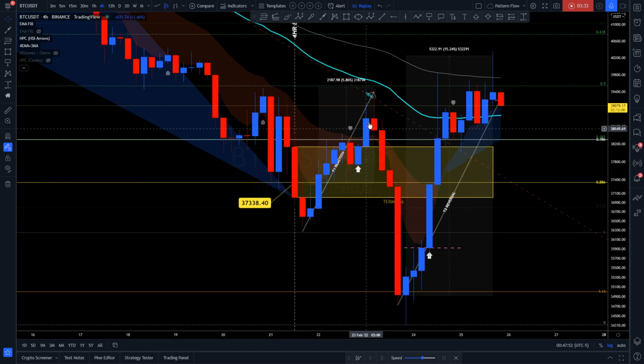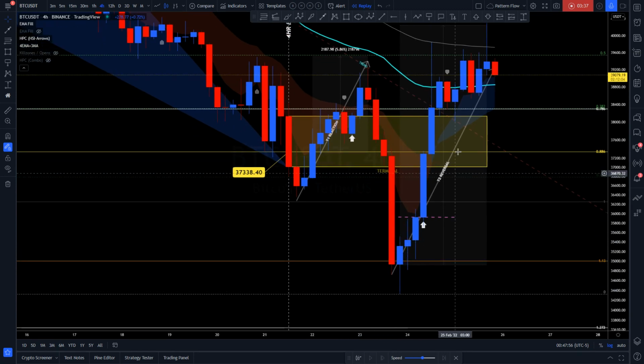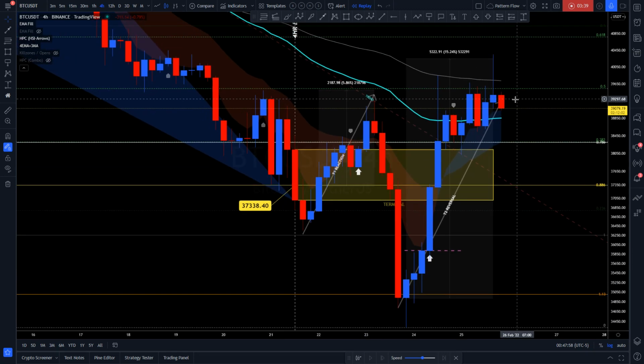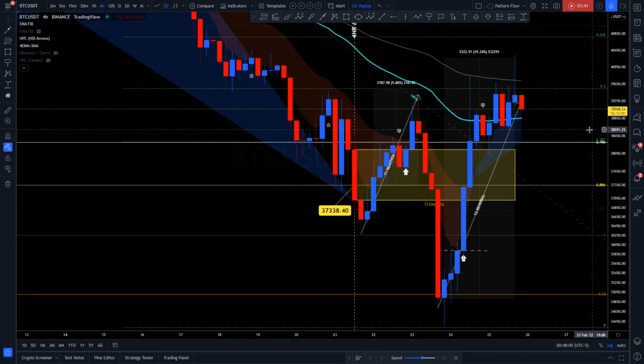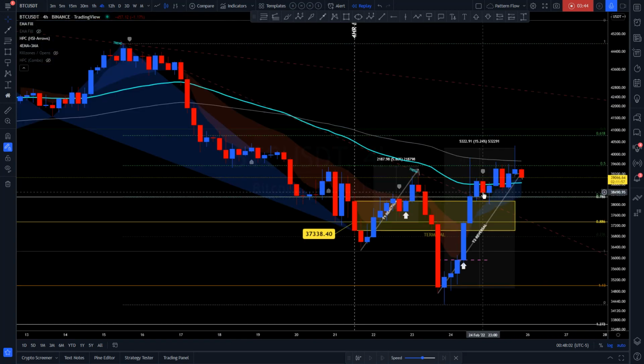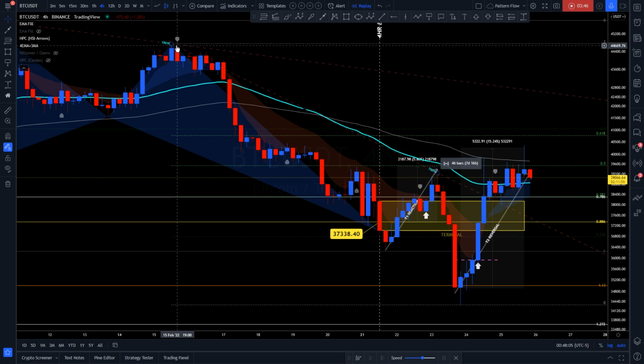Came down, gave us our first type 1 reaction, failed over, same situation at the hop level, rolled back up, straight into that 50% retracement. If you're wondering how I'm getting my target levels, I'm measuring from the C leg all the way down to the completion of the move.